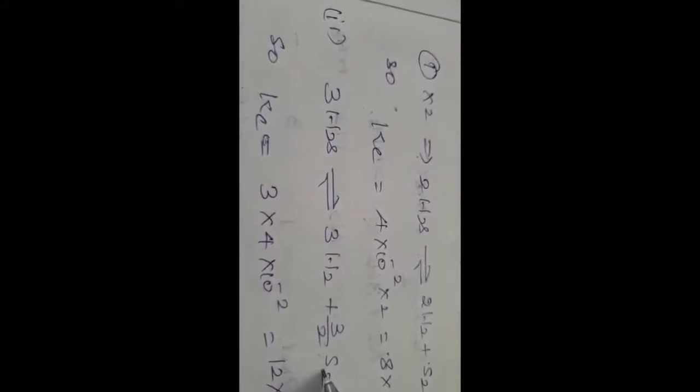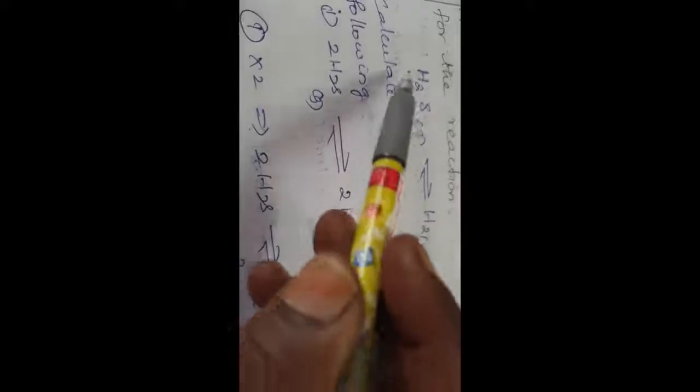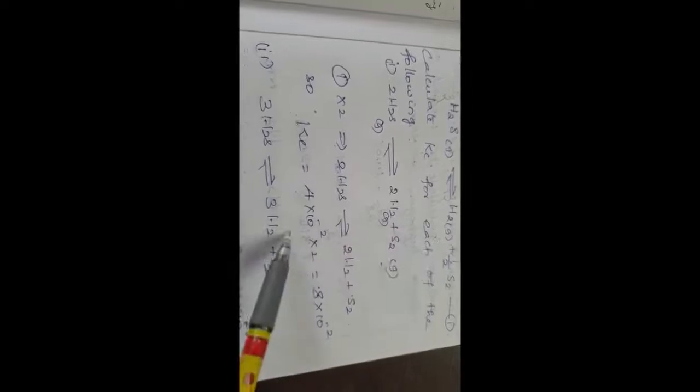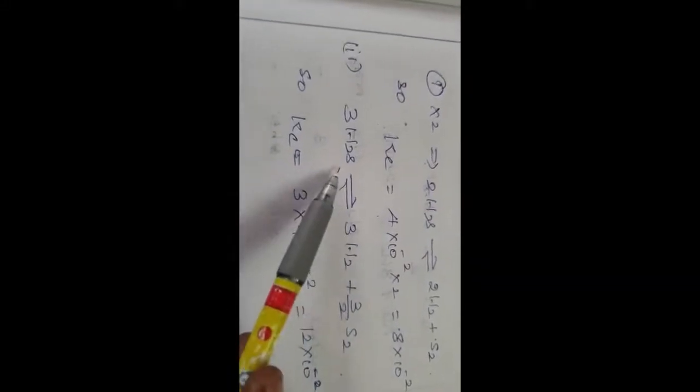Then second subdivision, 3H2S gives 3H2 plus 3 by 2 S2. The same first equation should be multiplied by 3. Multiply here also with 3, here also with 3. So what will be the resultant equation? 3H2S gives 3H2 plus 3 by 2 S2. So that is similar to the first equation, but it's a multiple of 3. The Kc value for the first equation is 4 into 10 power minus 2. So this is a multiple of 3, which means the Kc value is also multiplied by 3, means 3 into 4 into 10 power minus 2, 12 into 10 power minus 2.